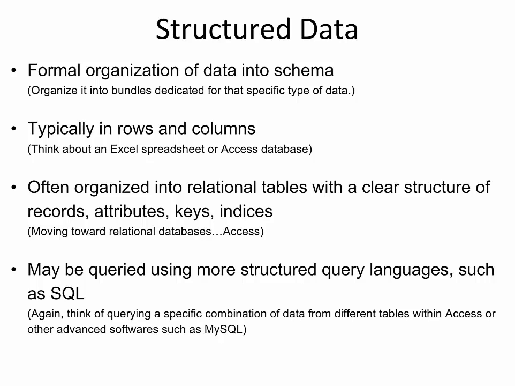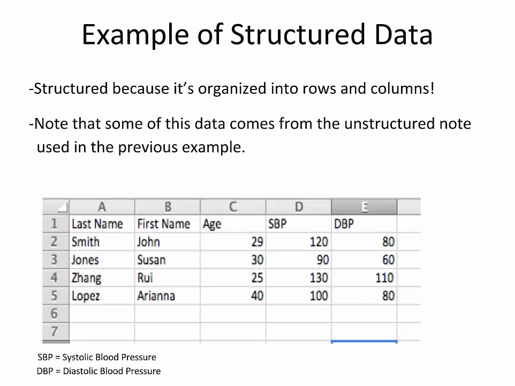Structured data may be queried using structured query languages such as SQL. Again, you can think of querying a specific combination of data from different tables within Access or other advanced software such as MySQL. Here's an example of structured data. It can be considered structured because it's organized into rows and columns. The data conforms to a schema. The last name is in one field, first name in another, and age also in another. This data could easily be queried in an effort to summarize it systematically. And finally, note that some of this data comes from the unstructured note used in the previous example.